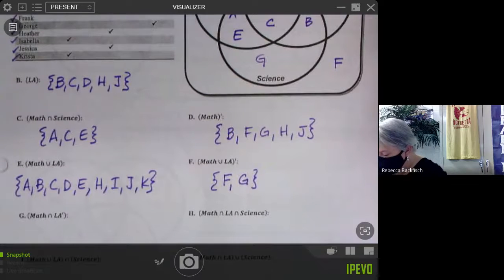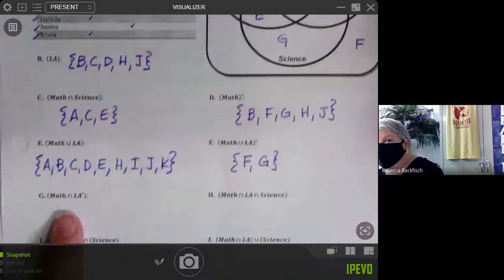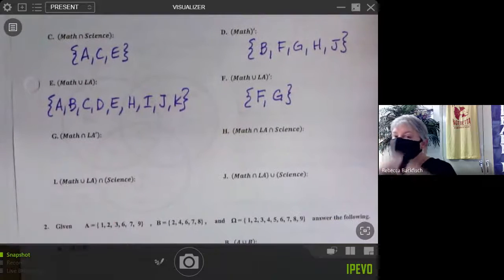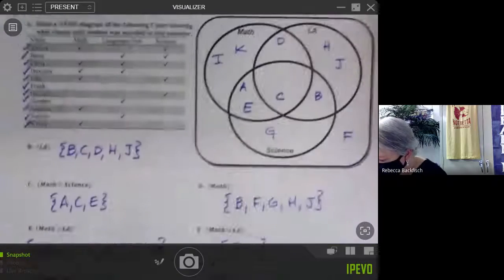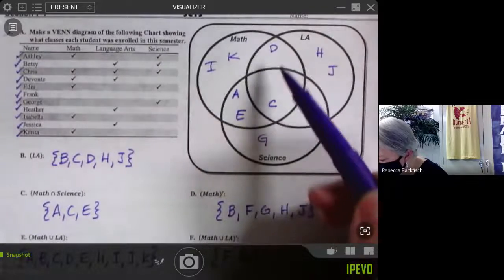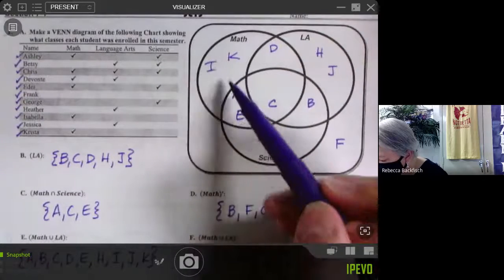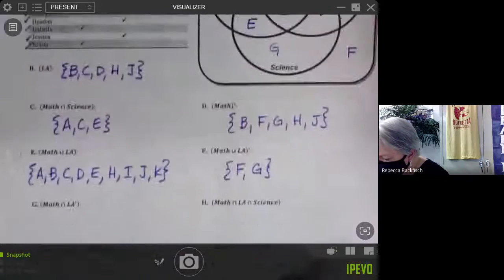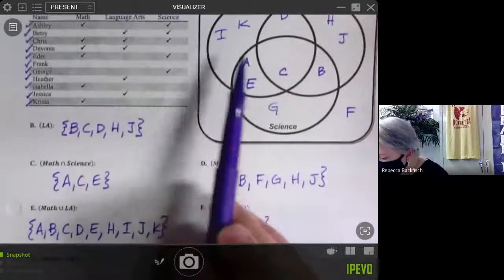Now, this is why I wanted to do this together. So I wanted to get into problems like this one. This is where they start getting a little bit more tricky. This is the intersection, so overlap, between math and not language arts. So it's people who are in math and also are not in language arts. So I have to look up here and see who's in the math circle, but is also not in language arts. So not the D and not the C, because they would be in language arts. So it's just these people over here in math and also not in language arts. So K, I, A, and E.